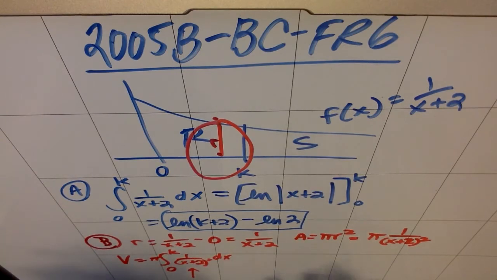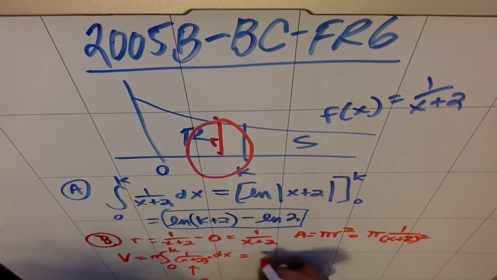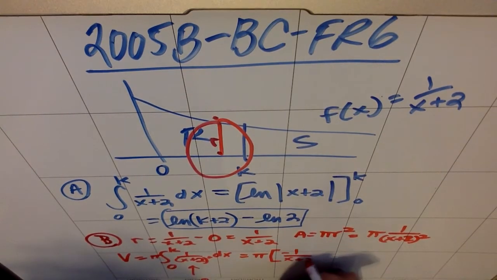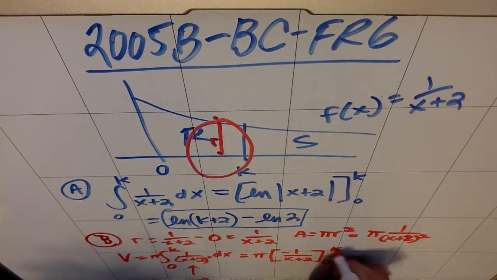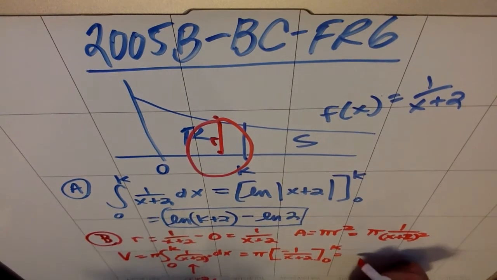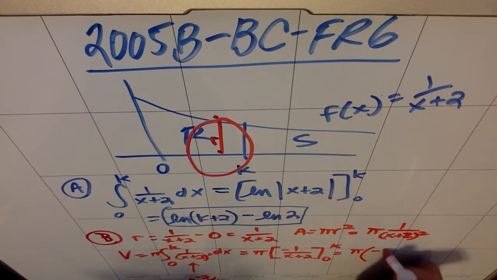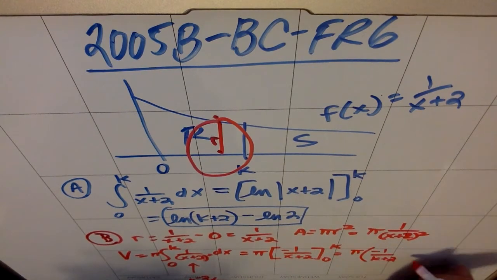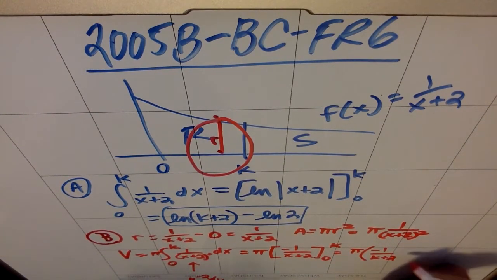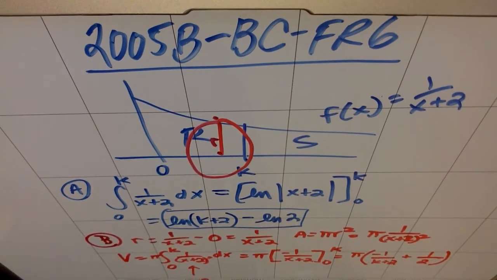So you're going to up the power by 1, which would be negative 1, and divide by the new power. So I'm going to get that this is a pi times a negative 1 over x plus 2 evaluated from 0 to k, right? Which is going to be, it's up to you if you want to leave the pi out, I probably would, negative 1 over k plus 2 minus a negative 1, or plus, you could say plus, and then you're plugging in 0, so plus 1/2, right? And that's probably how I'd leave my answer.